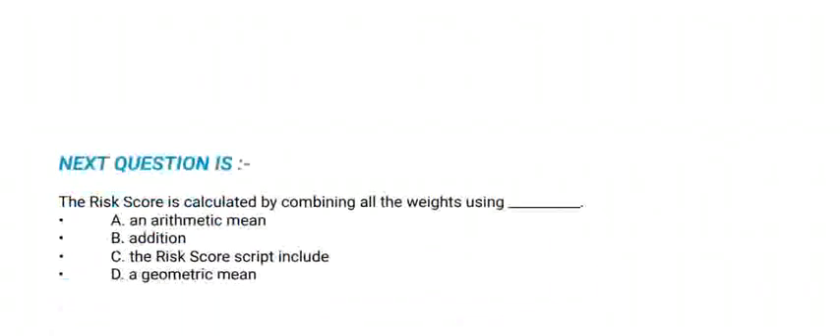Next question is: the risk score is calculated by combining all the weights using. Options are: Option A, an arithmetic mean. Option B, addition. Option C, the risk score script include. And option D, a geometric mean. The correct option is option A.